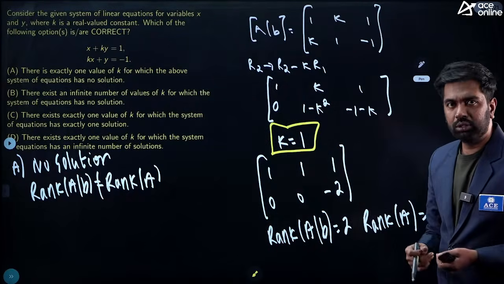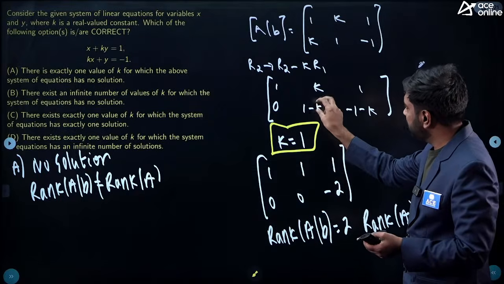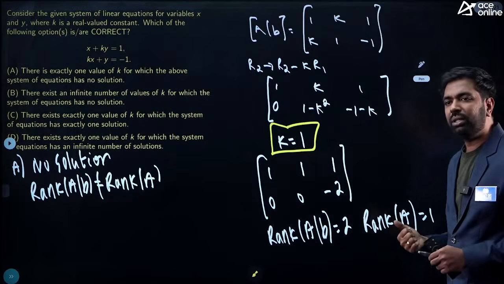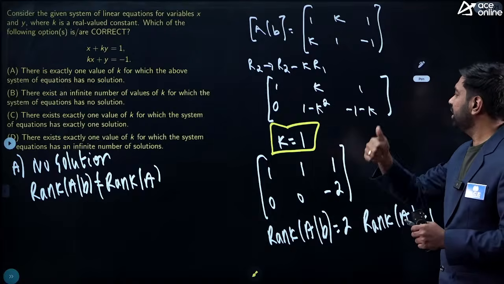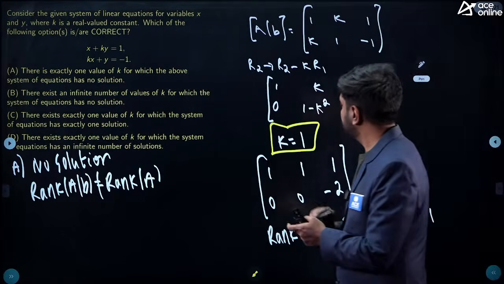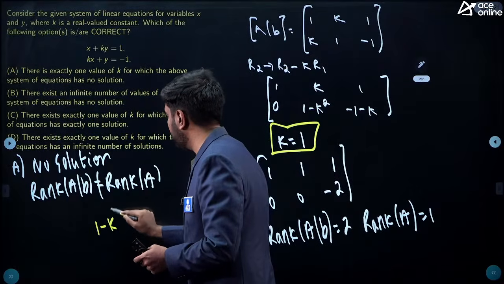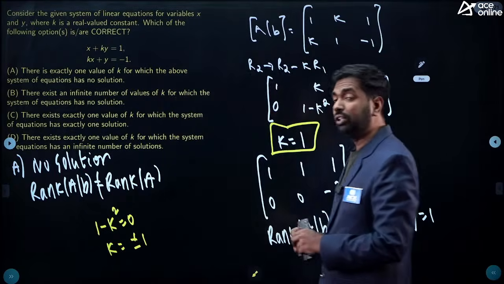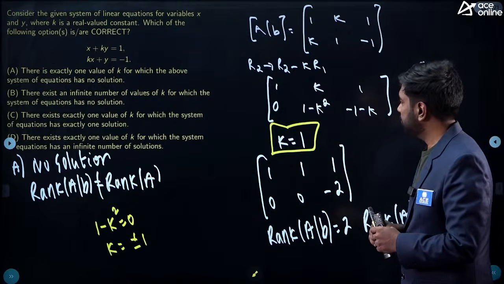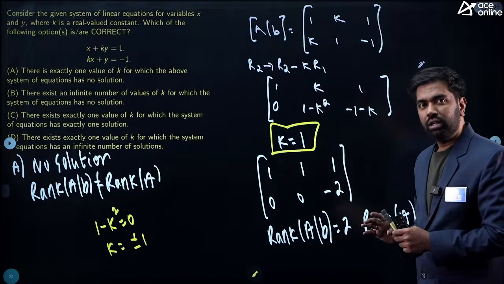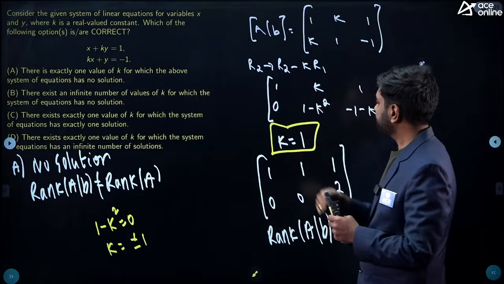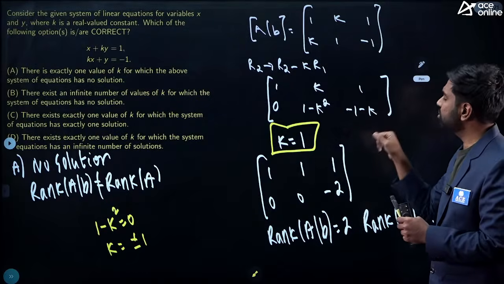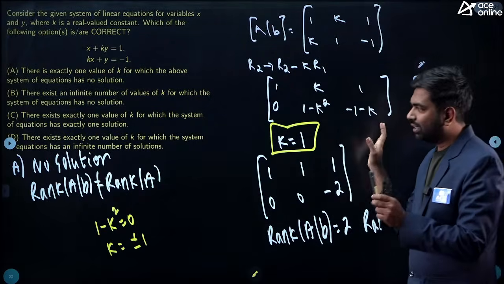Let's search for a few more. The idea is, I want this to be 0 and this to be non-zero. That's when the rank of AB will be 2 and the rank of A will be 1. So when will this be 0 and this non-zero? Basically this is 1 minus k square. When is 1 minus k square 0? It is for k equal to plus or minus 1. There are only two values of k for which this quantity would be 0. I have already analyzed k equal to 1. If you analyze k equal to minus 1, this would be 0 and this will also be 0. So when this is also 0, it is an entire zero row. This doesn't lead to no solution.